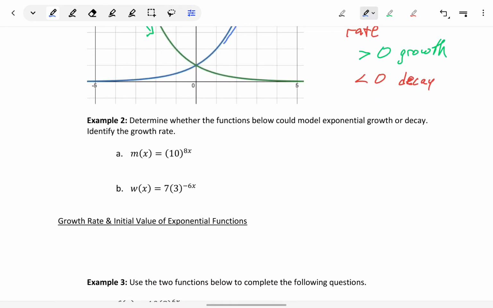Keeping that information in mind, we can look at example 2, where we're asked to determine whether the functions below could model exponential growth or decay, and then we want to identify the growth rate. In part A, we have the function m of x is equal to 10 to the 8x power. We want to pay attention to that coefficient for x. Since that's something positive, this function could model exponential growth, because that coefficient of 8 is greater than 0.